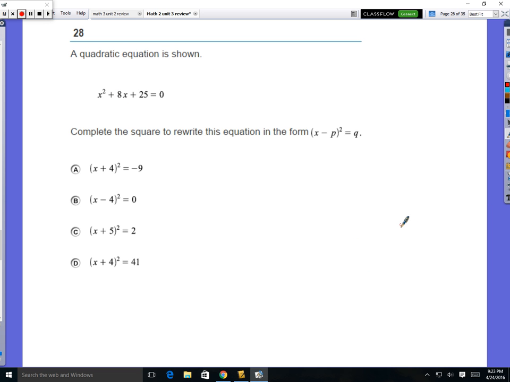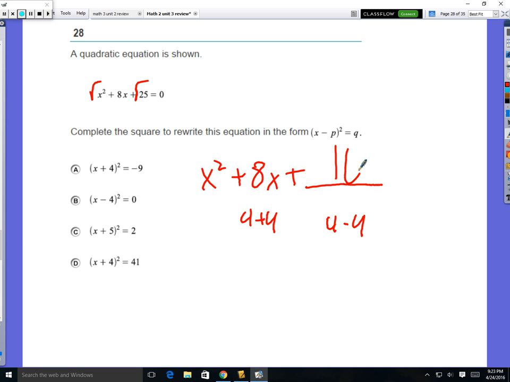Complete the square. Okay, this is a good one. That's a square, and that's a square, but it's got to add to give 8, and that's not going to give you 8. 5 plus 5 is not going to be 8. So x squared plus 8x. What we really want is it to be 4 plus 4. And so this has got to be 4 times 4. So we really wanted a 16.